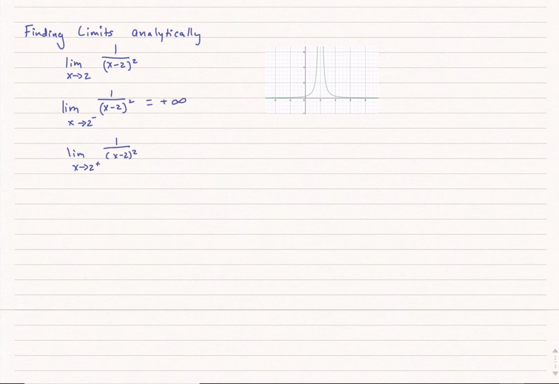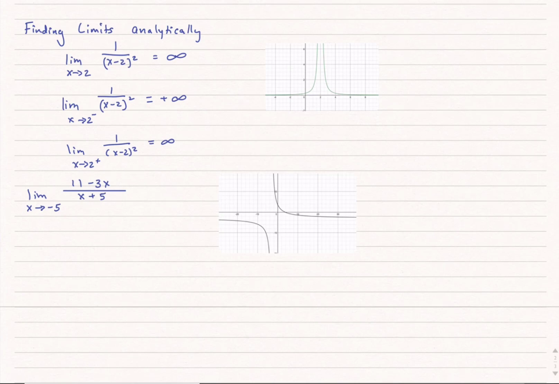Likewise, as x approaches 2 from the positive side, x would be equal to values such as 2.1, 2.01, 2.001. This time, the x minus 2 will always be positive, and we square it and it remains positive. So the limit as x approaches 2 from the right-hand side is also positive infinity. And as we've talked about before, if the left-hand and the right-hand limits go to the same number, then the limit going towards that number is in fact that same limit. In this case, infinity.